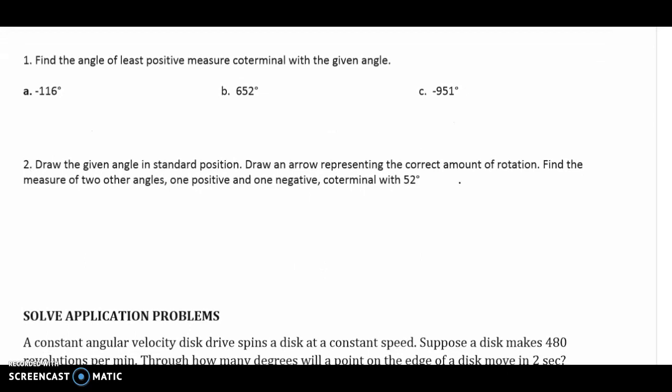Okay, so what I want you to do is find the angle of least positive measure, coterminal. When you see that, that means between 0 and 360. So go ahead and do that.